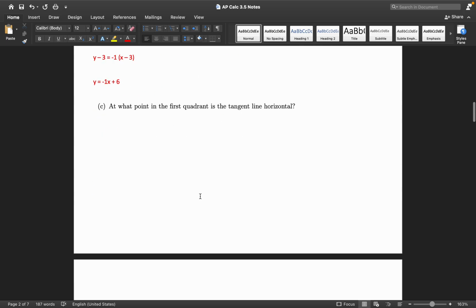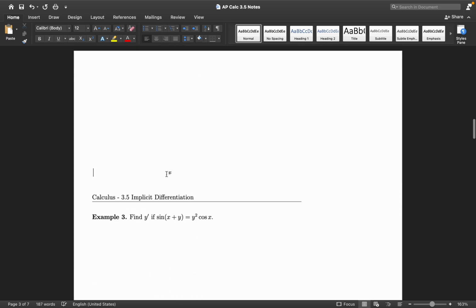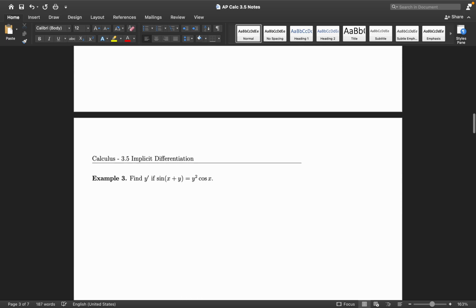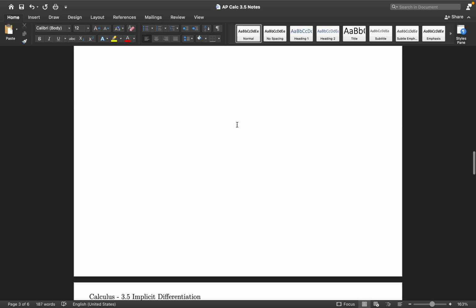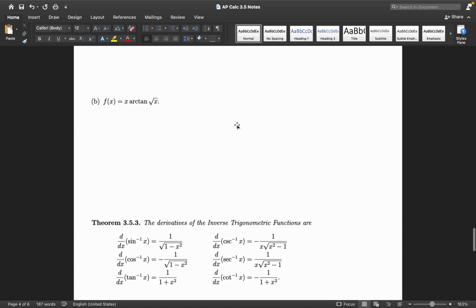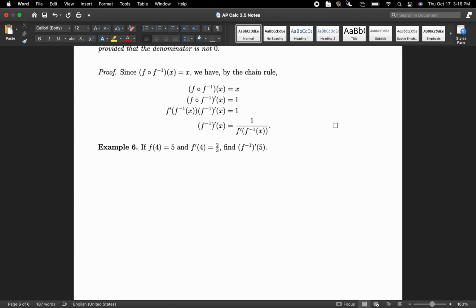Okay. We didn't get much farther. We're going to continue with these notes tomorrow. We'll do some more implicit differentiation, and I will see you then.